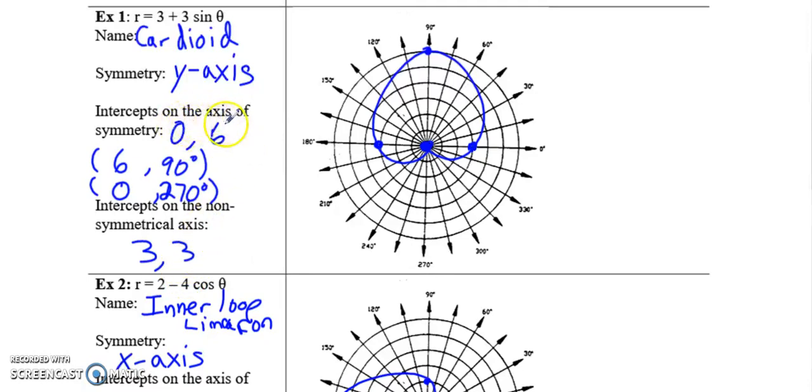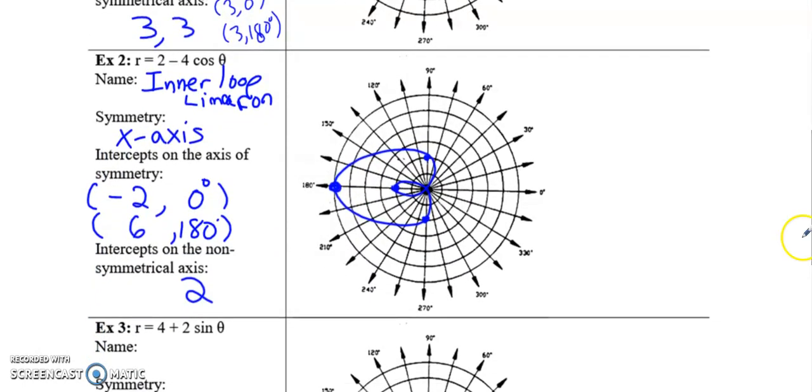So intercepts we found out were 0 and 6. How do we get 6? By plugging in 90 on the y-axis, the angles on the y-axis being 90 and 270. So we plug in 90, we get 6; 270 gives 0. And the non-axis symmetrical axis, that of course was the x-axis, where we really have 3 at 0 degrees, 3 at 180 degrees. That's always the fallback position. Then we draw that again with the cardioid. We got that sharp point inside.